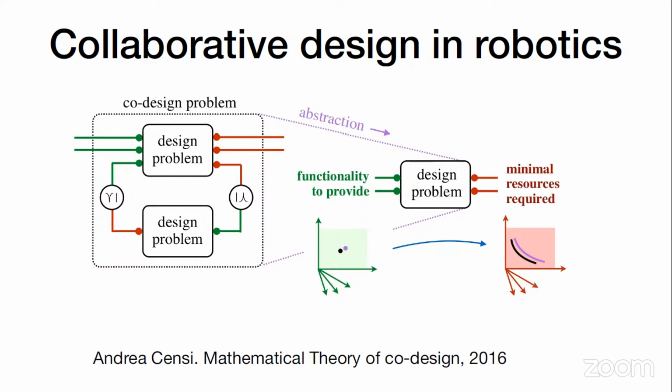Then you need resources, right? How much money will it take to build a car or robot? What sort of battery do I need? What sort of parts do I need? These are hard engineering problems. This is a very nice paper by Andrea Censi called The Mathematical Theory of Co-Design.